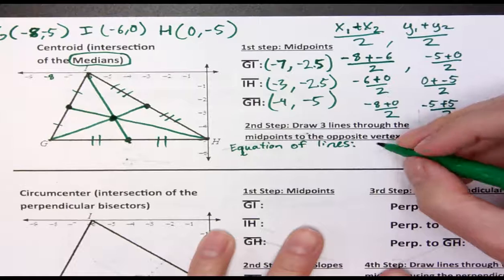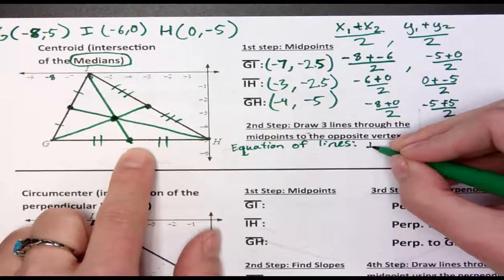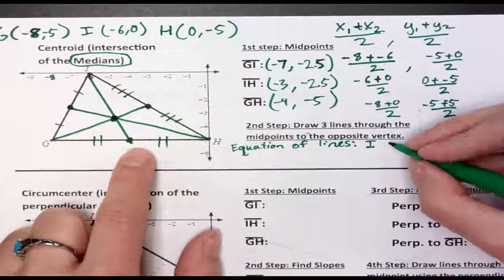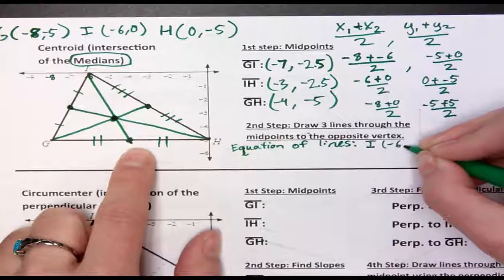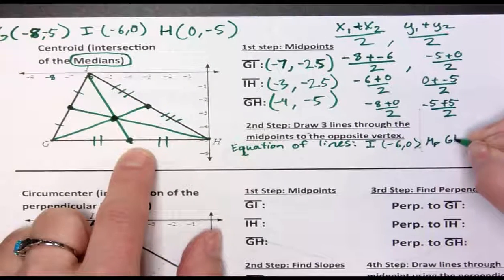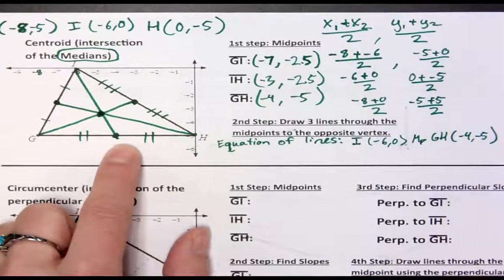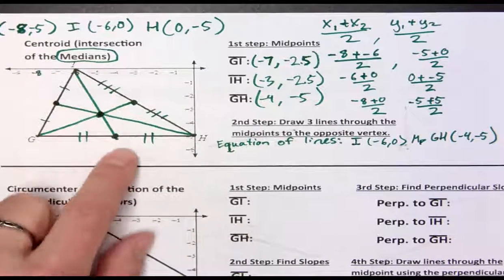So if I go from I to the midpoint of GH, I would be the -6, 0, and then the midpoint of GH was my -4 and -5. Okay, do you guys understand where I'm taking these points from?